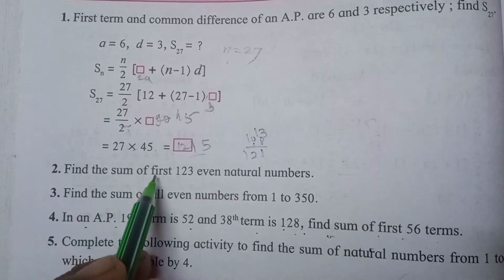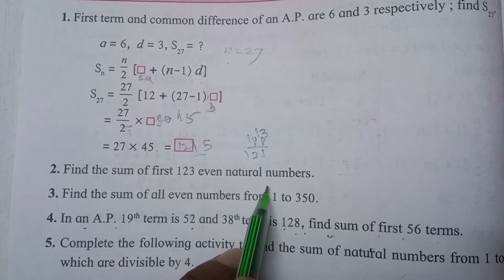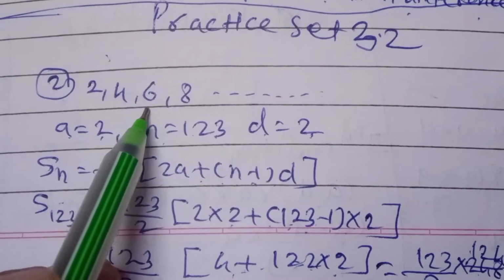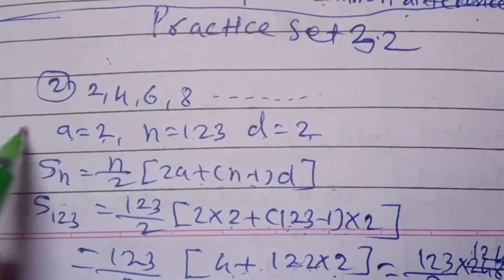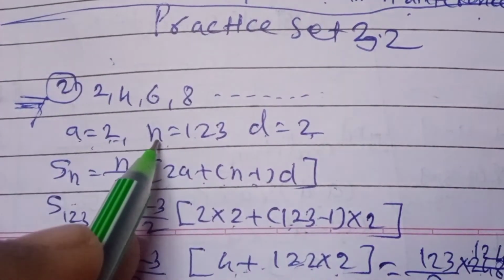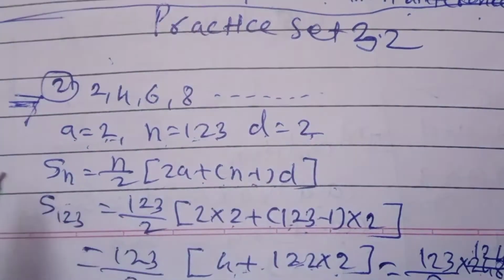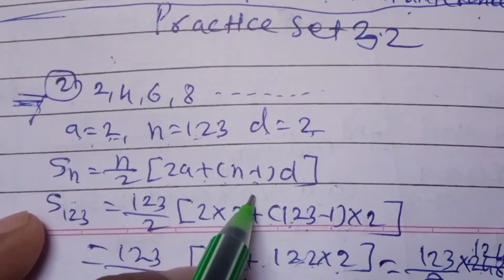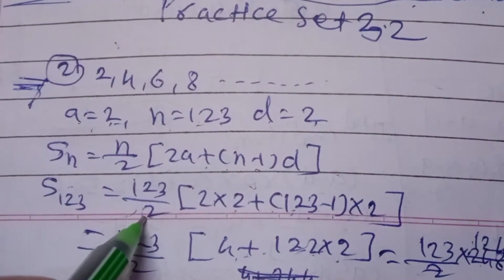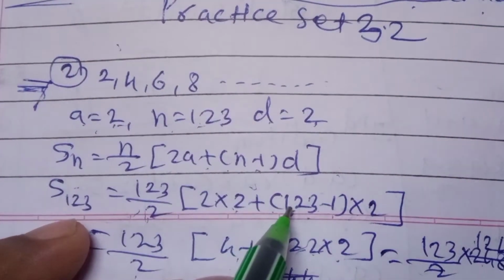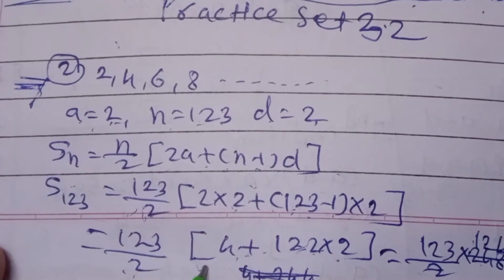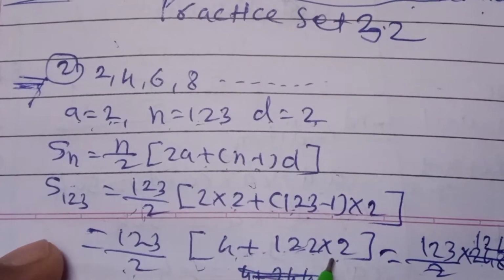Second question, find the sum of the first 123 even natural numbers. Here the even natural numbers are 2, 4, 6, 8 onward. Here a equal to 2, n equal to 123, d equal to 2. So Sn is equal to n by 2 into twice a plus n minus 1 into d. N is equal to 123, so 123 by 2 into 2 into a is equal to 2 plus 123 minus 1 into d. So 123 by 2 into 4 plus 122 into 2.